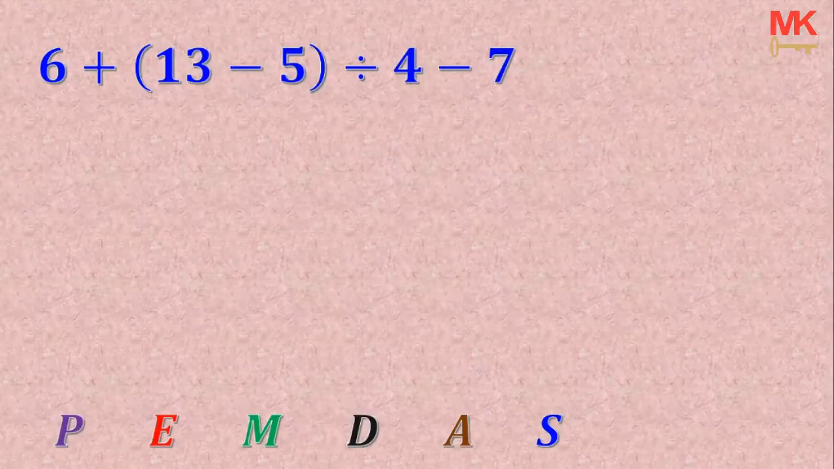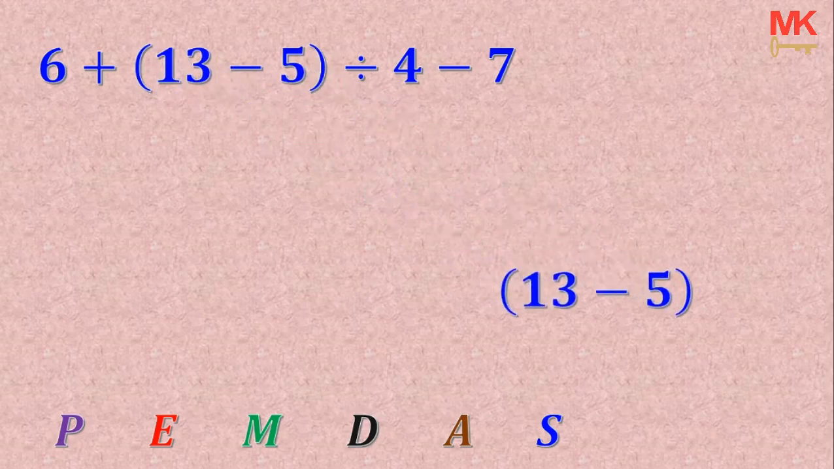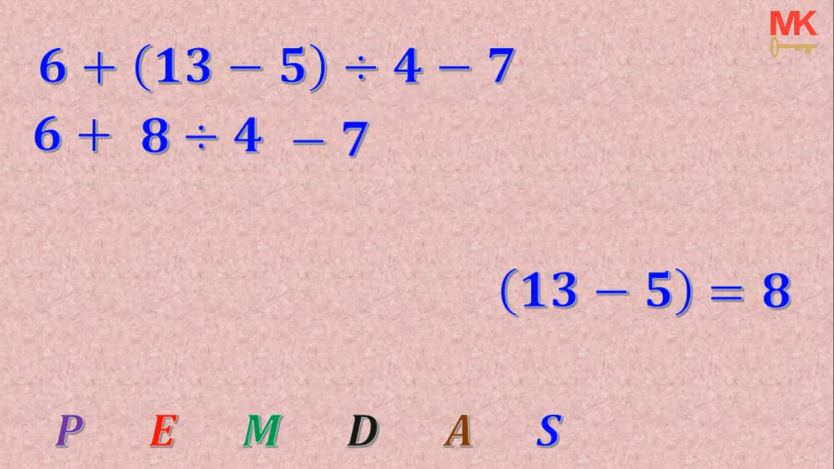This is another example. Remember, we're still following the rule of PEMDAS. Okay, now in this example, we have a bracket. PEMDAS says we deal with whatever we have in the bracket first of all. So what we'll do here, we'll bring out our 13 minus 5, and that gives us 8. Okay, so our new expression becomes 6 plus the 8 we have divided by the 4 minus 7.